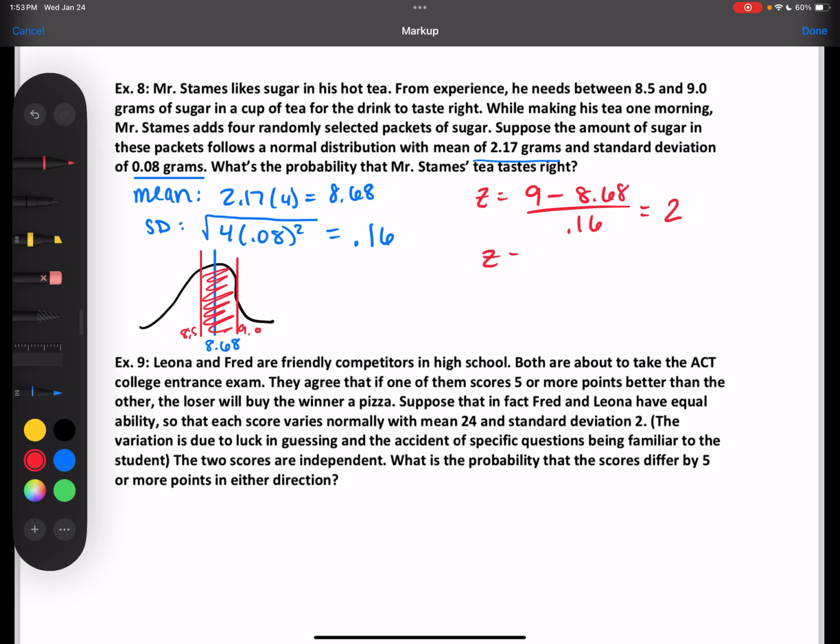Alright, the other z-score is going to be 8.5 minus 8.68 divided by 0.16. Chop chop, calculator boy. Rude. Stop. Negative 1.125.